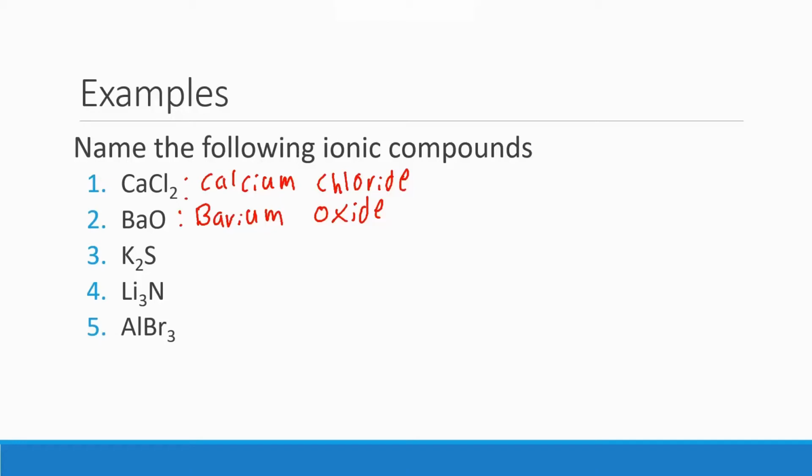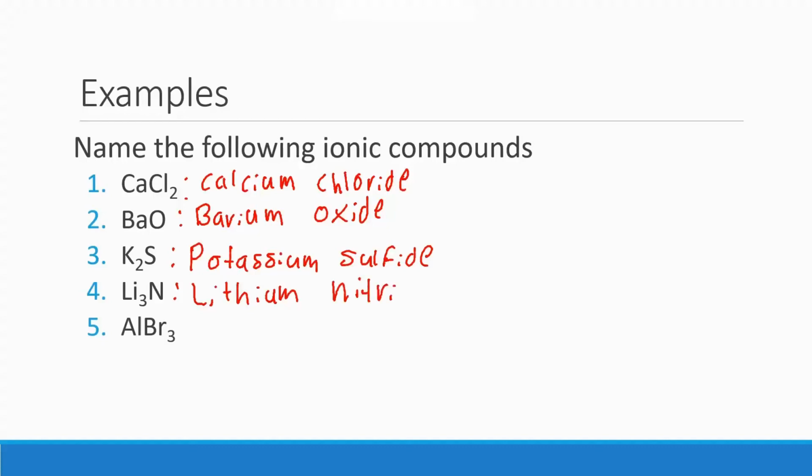K2S, this is potassium and sulfur. Potassium is your cation, stays exactly the same. And sulfur is going to have its ending changed to sulfide. Li3N, this is simply lithium. Nitrogen has its ending changed to nitride. And AlBr3 is going to be aluminum bromide.